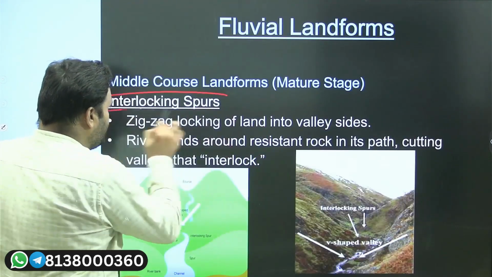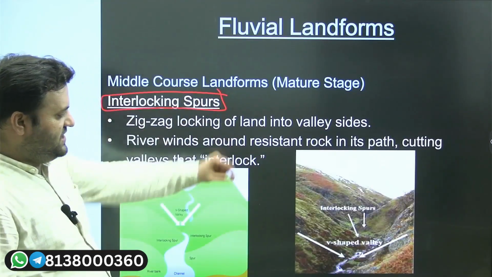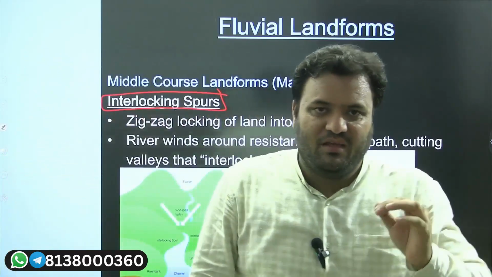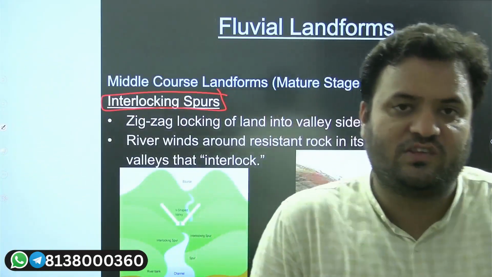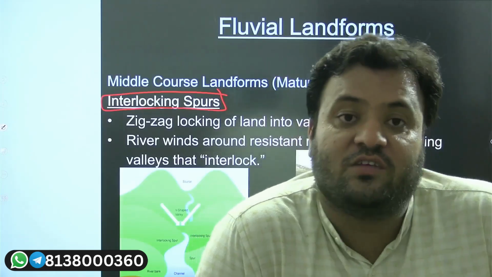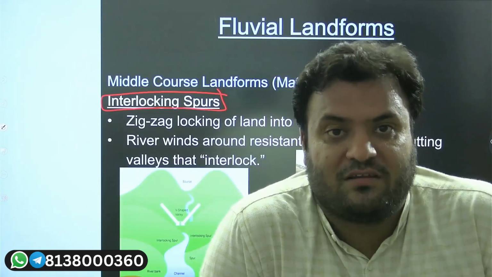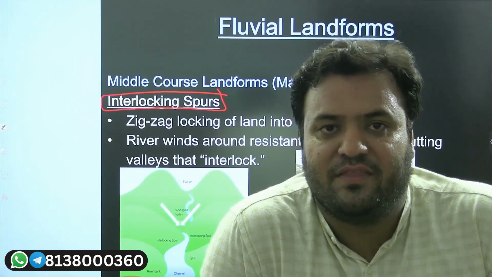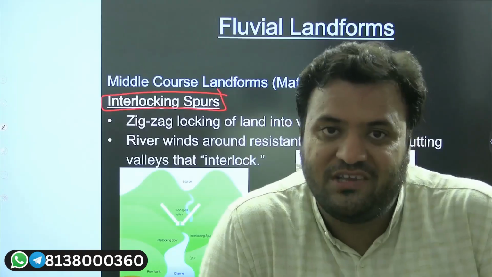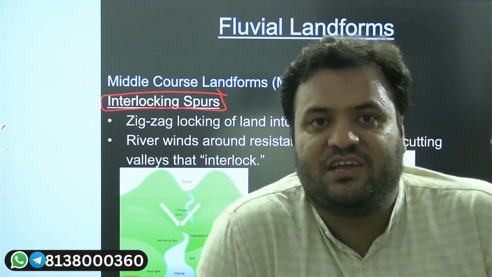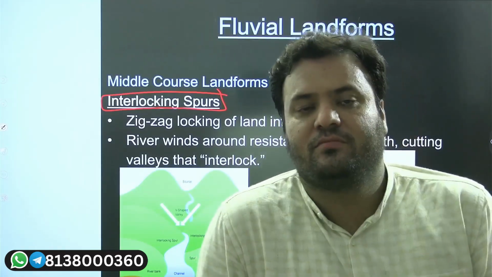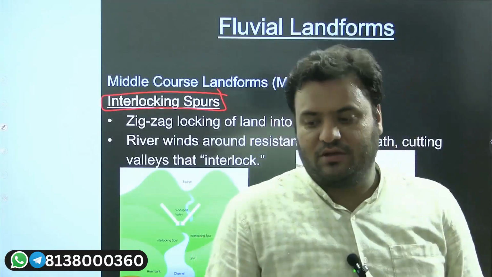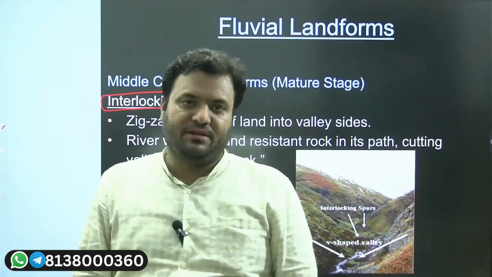Interlocking spurs: there is some variation. In some books, interlocking spurs are a feature of the upper middle stage. Upper middle stage, I hope you are aware, is the boundary at which the youthful stage and mature stage meet. So at that place, we will have interlocking spurs.